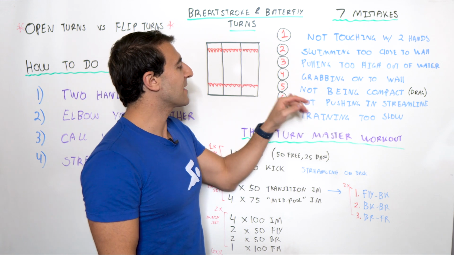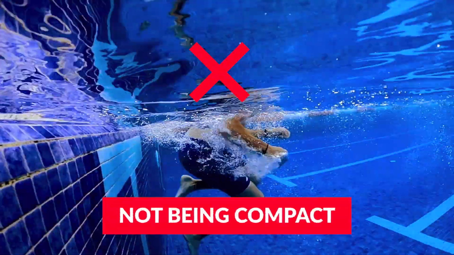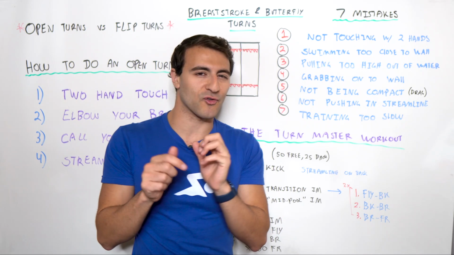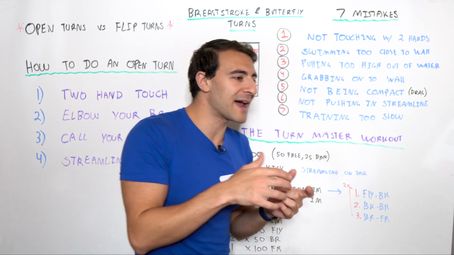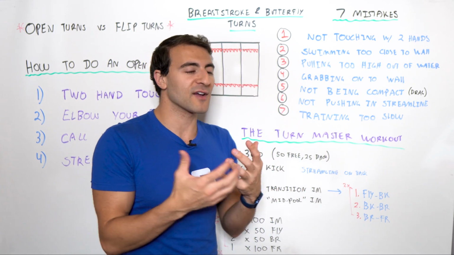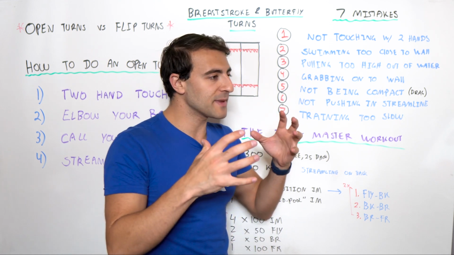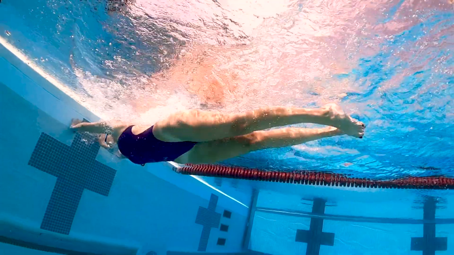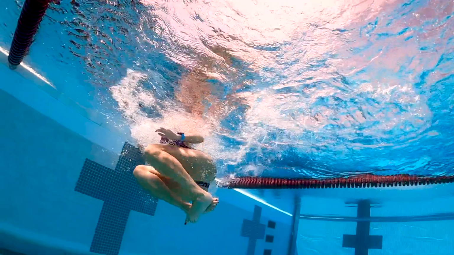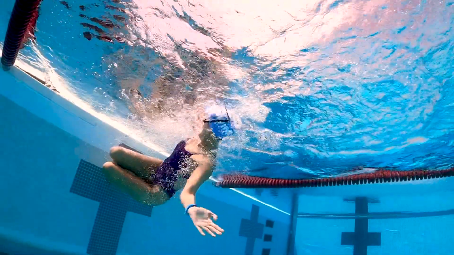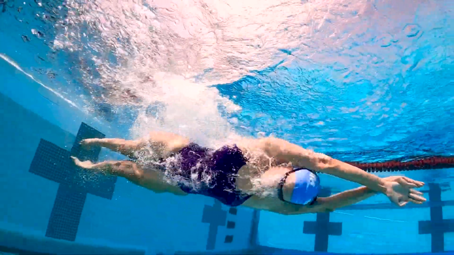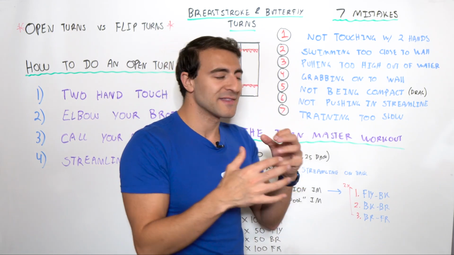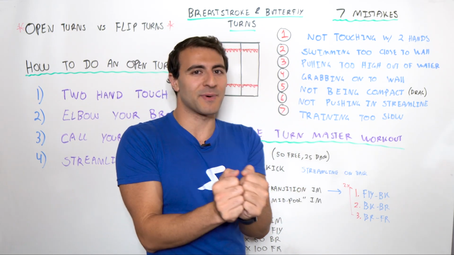Now, the next mistake is not being compact. Remember, you want to decrease the amount of drag that you have. And so when your body is changing direction, you're actually creating a lot of drag, so you want to be as compact as possible. Remember, in the steps, you want to have a two-hand touch, elbow your brother, call your mother, and through this entire journey, it is your goal to stay as compact as possible.